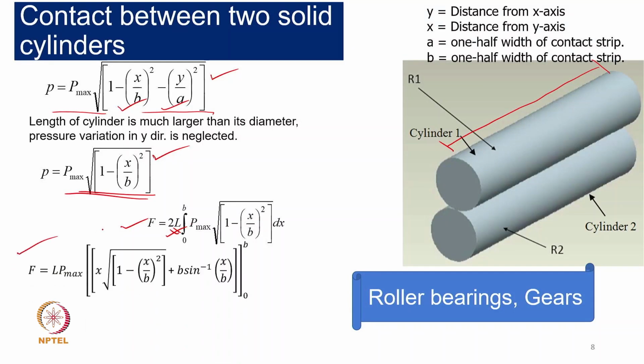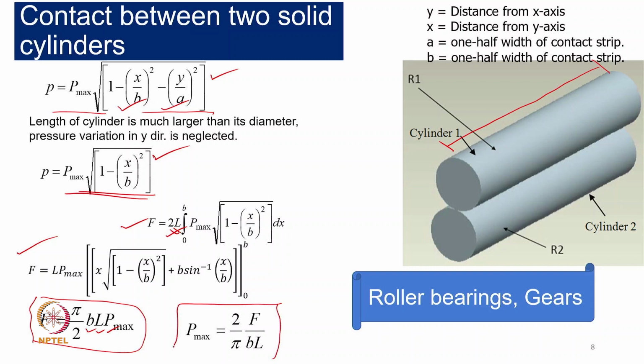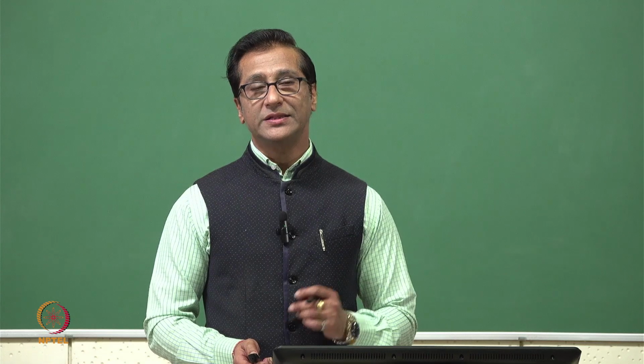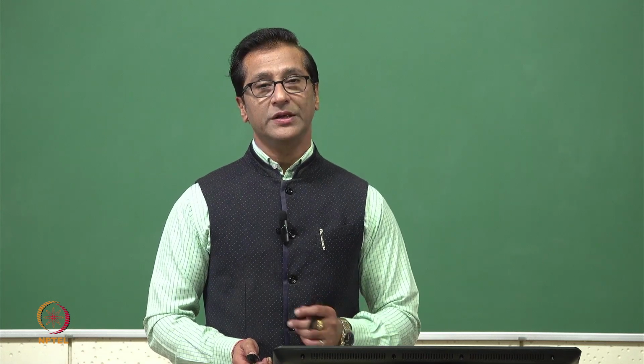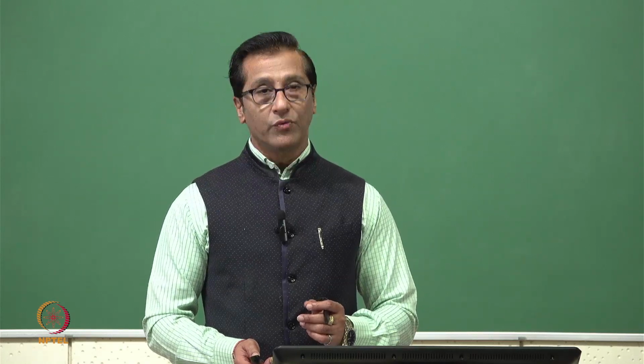And then we substitute these values and integrate, and finally the expression turns out to be F equal to pi by 2 b L P max. That's what has been given in this manner. And solving for the pressure, we say P max equals 2F divided by pi B into L. That means if the length is increasing, P maximum will come down. If patch B is increasing, then again P max will come down. While if F is increasing, the P max value will increase.